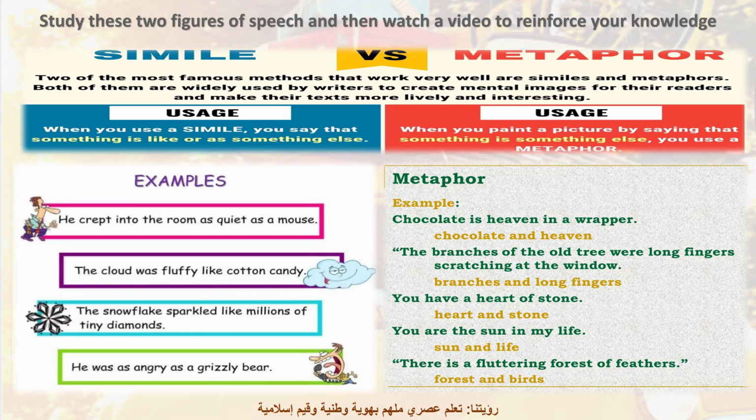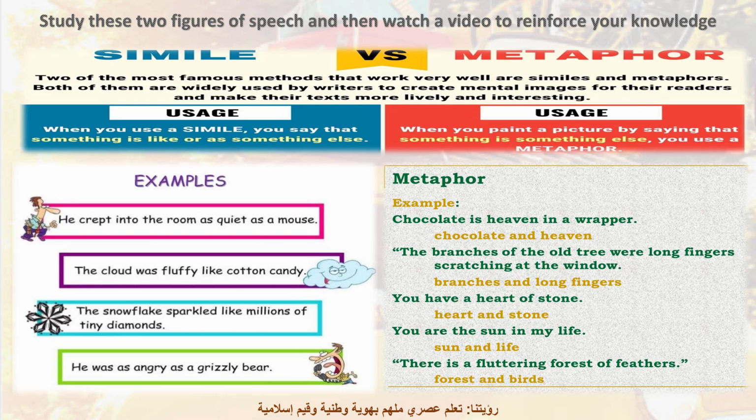When you paint a picture by saying that someone or something is someone or something else, you use a metaphor. For example, chocolate is heaven in a wrapper. Chocolate and heaven here are the two things that the writer says are the same, right?